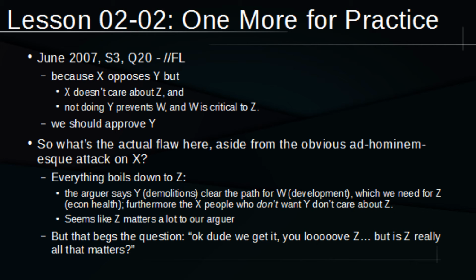When looking at what we have, it looks like everything boils down to Z. The arguer says that Y, demolitions, clear the path for W, development, which we need for Z, economic health. Furthermore, the X people who don't want Y are accused of not caring about Z. So it seems like Z matters a lot to our arguer. So Z matters a lot, but that begs the question, okay dude, we get it, you love Z. But is Z really all that matters?